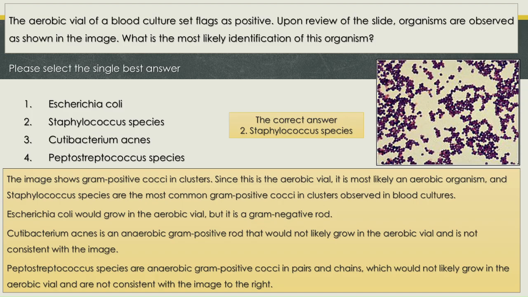Peptostreptococcus species are anaerobic gram-positive cocci in pairs and chains, which would not likely grow in the aerobic vial and are not consistent with the image to the right.